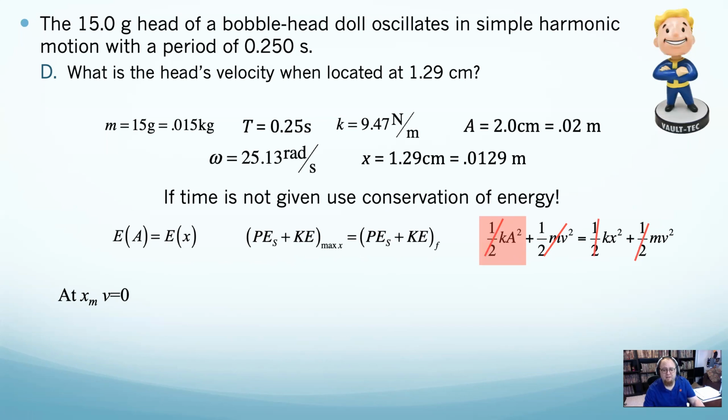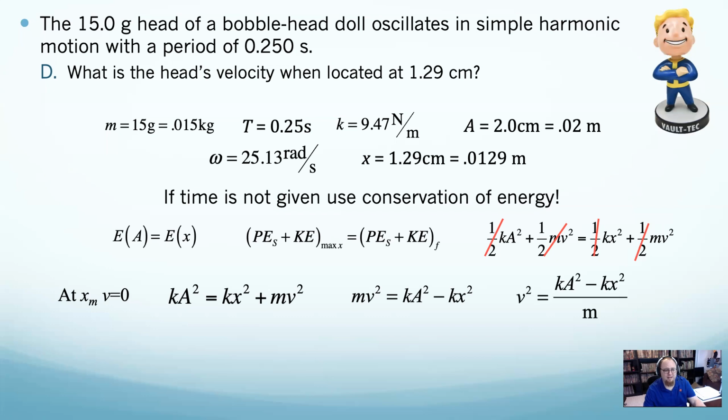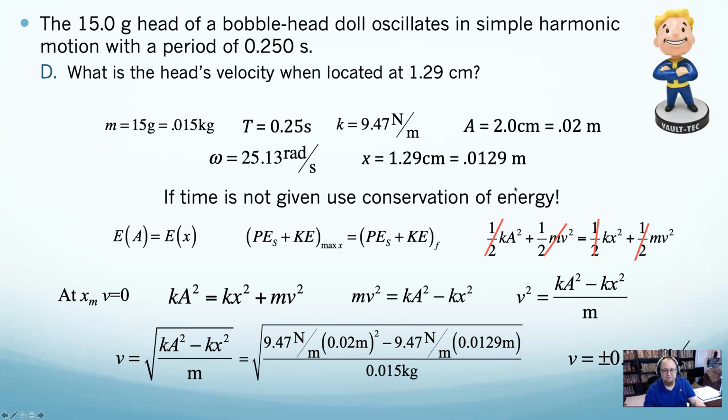I can multiply everything by 2, and I get this. Subtract both sides by Kx squared. Divide both sides by m. And square root. I can plug in and get a value.